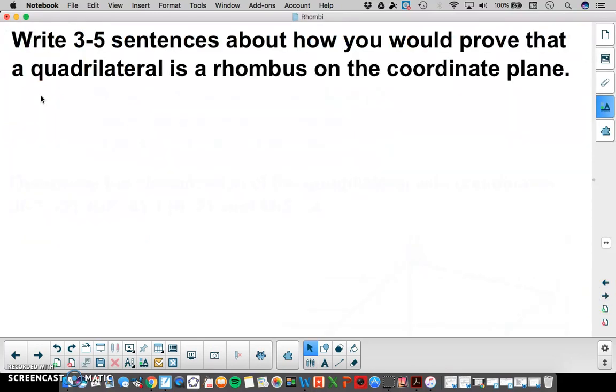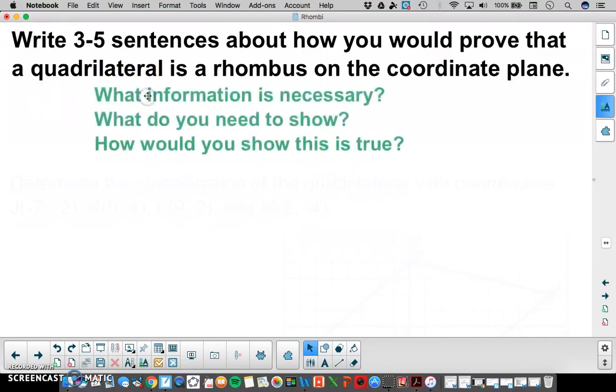Next, I'd like you to write 3 to 5 sentences about how you would prove that a quadrilateral is a rhombus on the coordinate plane. Some questions to consider as you're answering this. What information is necessary? What do you need to show? And then, of course, how would you show that that's true?